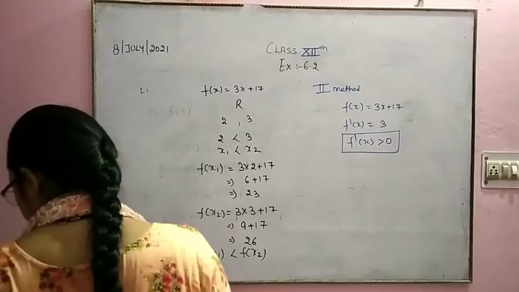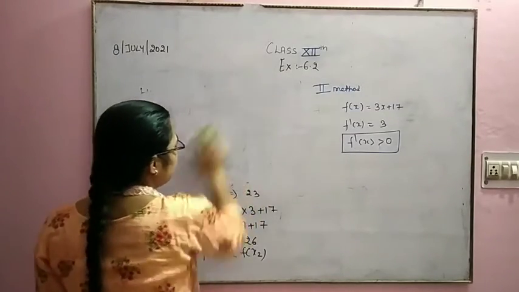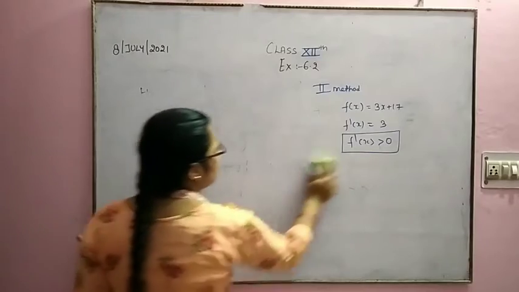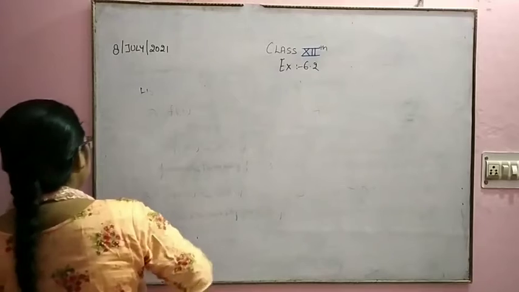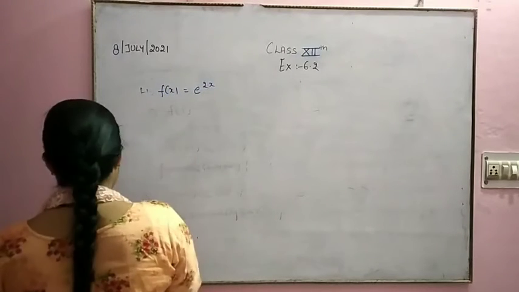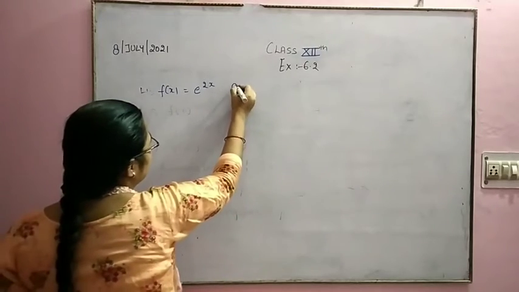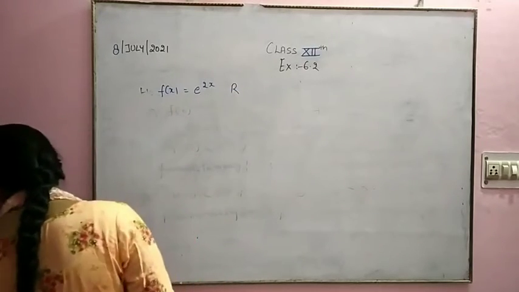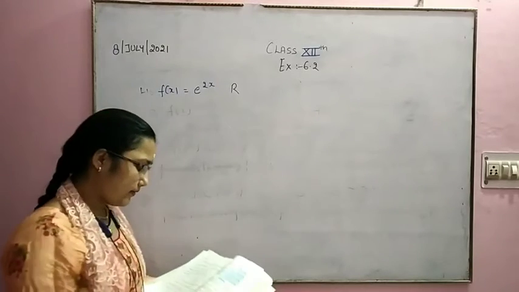Next question. f(x) = e to the power 2x and the interval is R. Show that the function is strictly increasing on R.